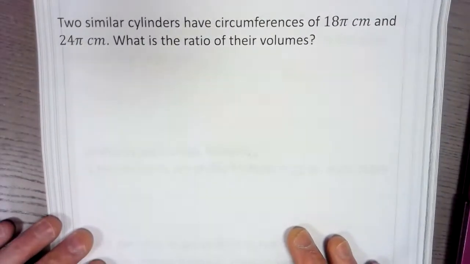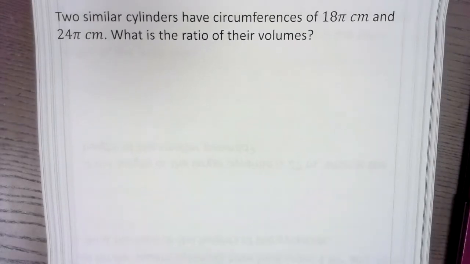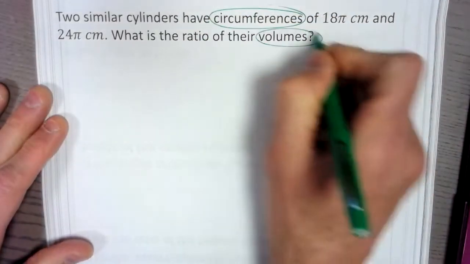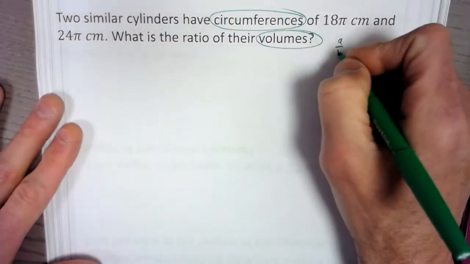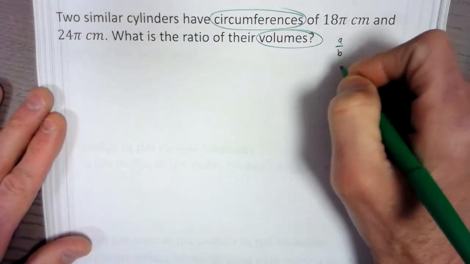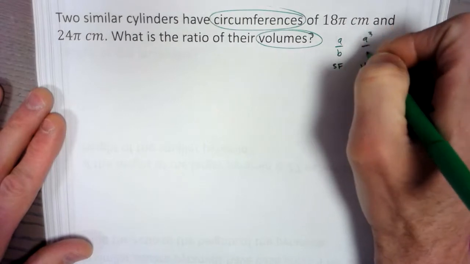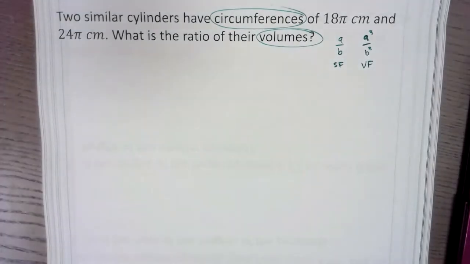First practice problem here. Two similar cylinders have circumferences of 18 pi centimeters and 24 pi centimeters. What is the ratio of their volumes? All right, so now we're doing volumes, so we need to pay attention to that. We've got circumferences and we're trying to solve for volumes. Okay, so going back to our original scale factor of A to B, our volume factor is going to be A cubed over B cubed. All right, pause the video, see if you can go ahead and solve this.